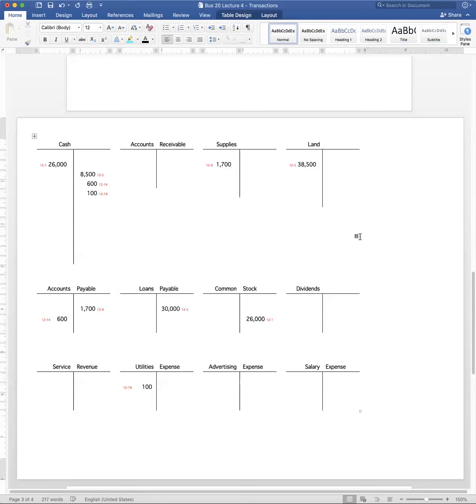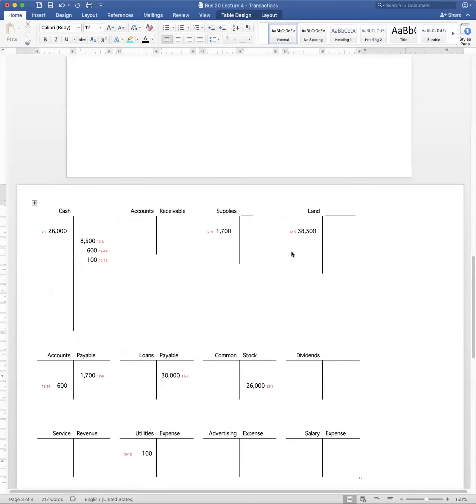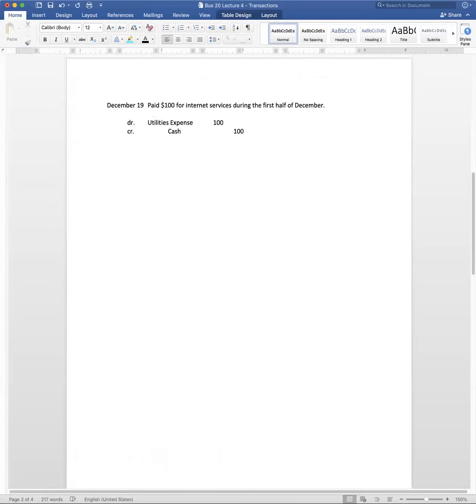So if you know, hey, I'm looking for land and land is an asset, you know it's toward the top of the list, right? And if you're saying, hey, I'm looking for revenues or expenses, you know they're toward the bottom of the list, and then liabilities and equity are going to be in the middle. So it helps you find stuff if you know that that's where it is. Okay, let's move back to another example.